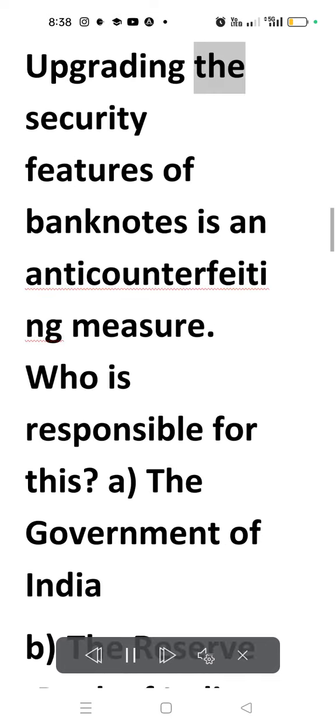Upgrading the security features of banknotes is an anti-counterfeiting measure. Who is responsible for this? A. The Government of India. B. The Reserve Bank of India, RBI. C. The Ministry of Finance. D. The Securities and Exchange Board of India, SEBI. Answer: B. The Reserve Bank of India, RBI.